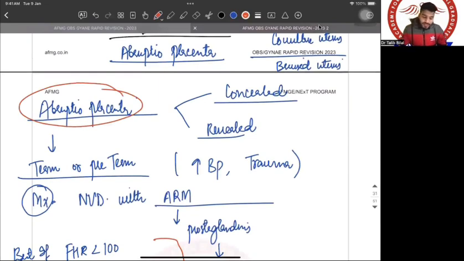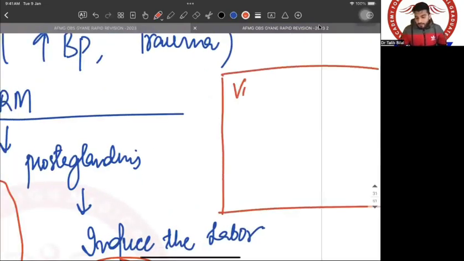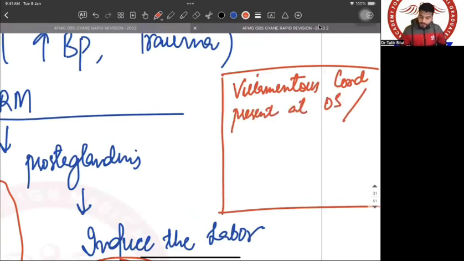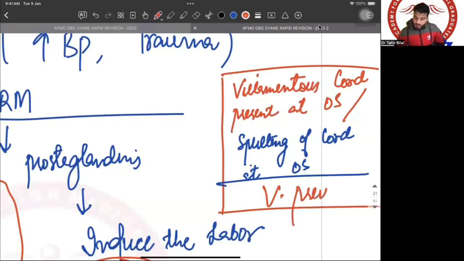Antepartum hemorrhage, you have three things, guys: abruptio placentae, placenta previa, and vasa previa. Placenta previa I have already discussed before this question. Now vasa previa, what do I mean by this, guys? Vasa previa, I will write here, it's a filamentous cord at os. V for filamentous, V for vasa. Filamentous cord present at os, or splitting of the cord at os. That is the condition called vasa previa.